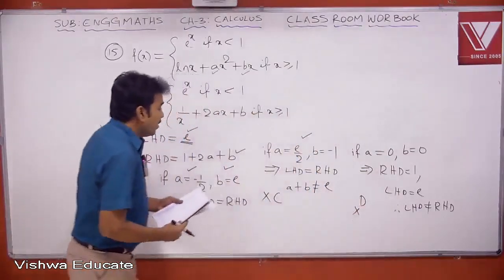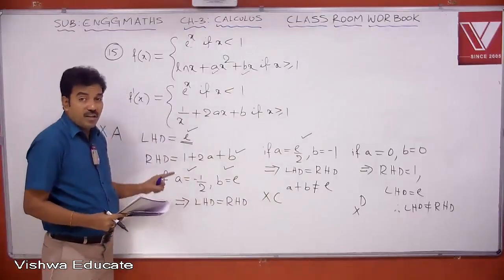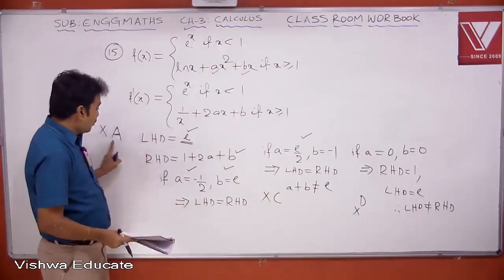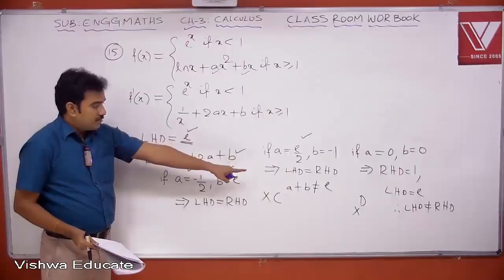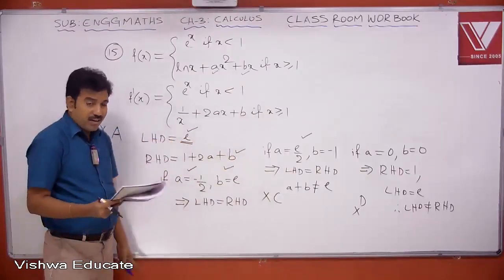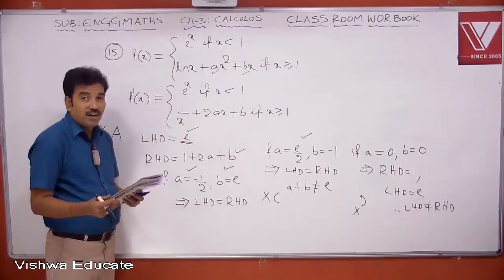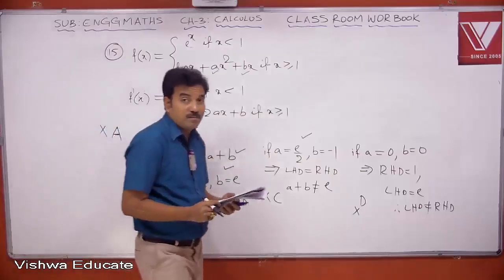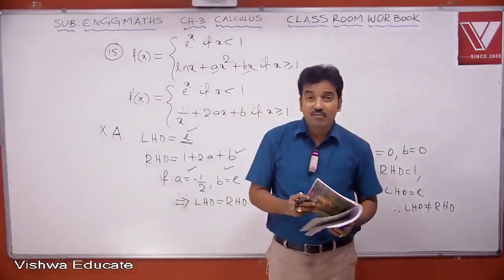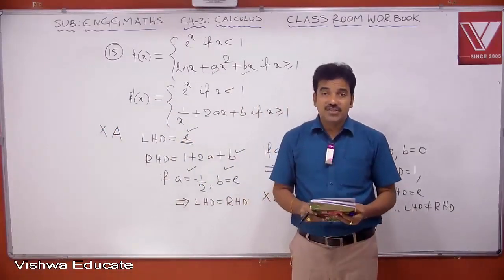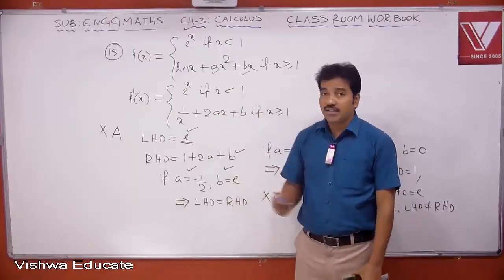But I can't say that option B is also the right answer, because A seems to be wrong, C seems to be wrong, D seems to be wrong, but even B is failing. But how is it possible that all options are wrong? So there is some twist in this question. That twist is, here it is differentiable at x equal to 1.